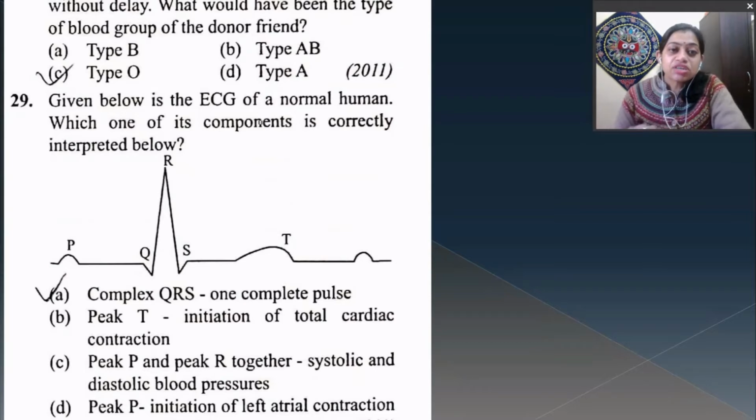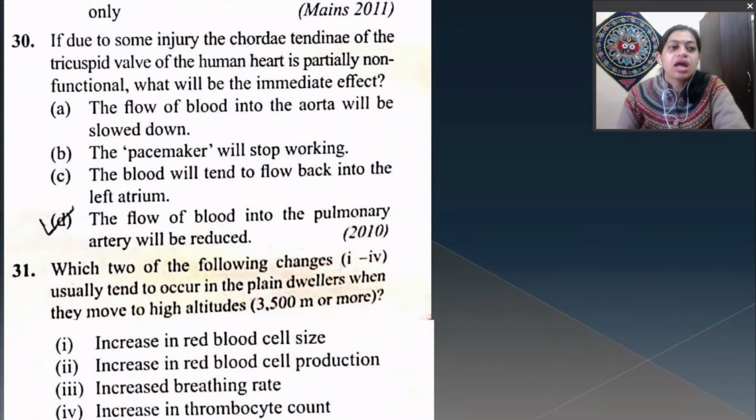Given below is the ECG of a normal human, which one component is correctly interpreted? Complex QRS, one complete pulse. So we have to calculate the number of heartbeats by calculating the number of QRS complexes. So this is the right one. Peak T is initiation of total cardiac contraction, wrong. Peak P and peak R together are systolic and diastolic blood pressure, no. Peak P is initiation of only left atrial contraction, ये भी गलत है.